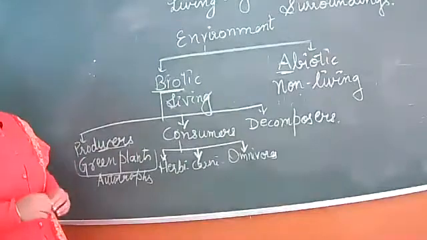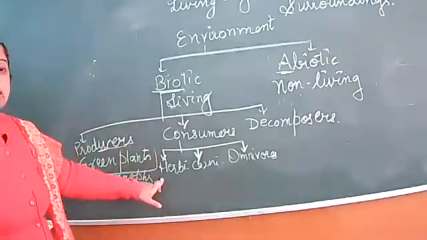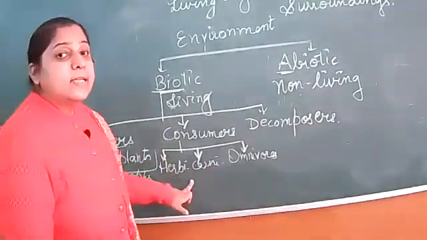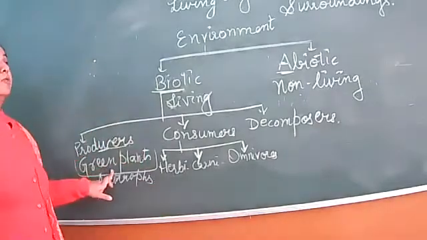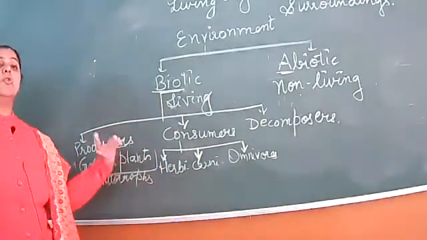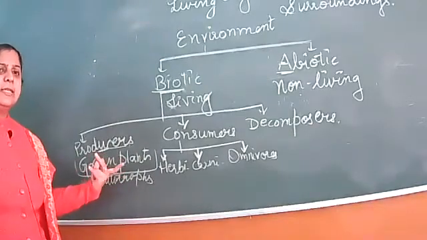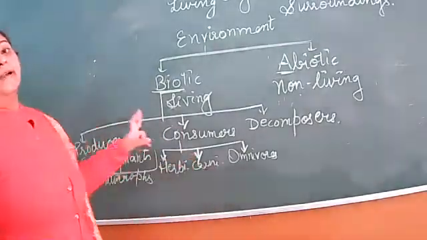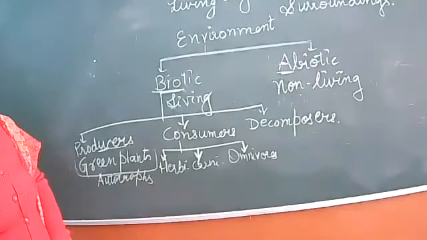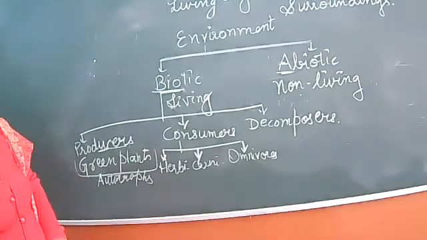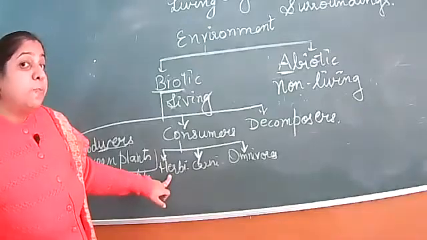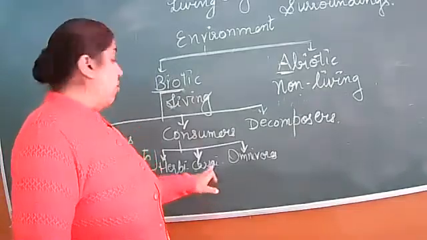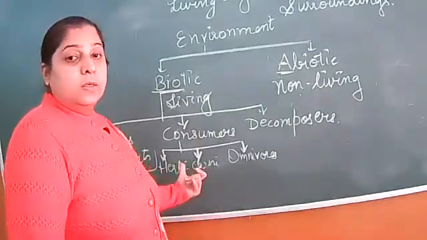Okay. So, consumers are herbivores, carnivores, omnivores. What are herbivores? Those organisms which depend on producers directly, which consume green plants. Example, deer, cow, buffalo, goat. Right? What are carnivores? That depend on herbivores for their food requirements. Herbivores are known as primary consumers. Carnivores are known as secondary consumers because they are dependent on herbivores.